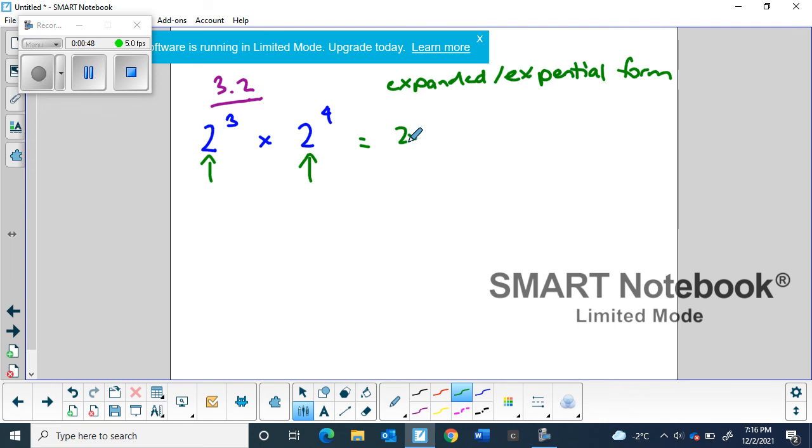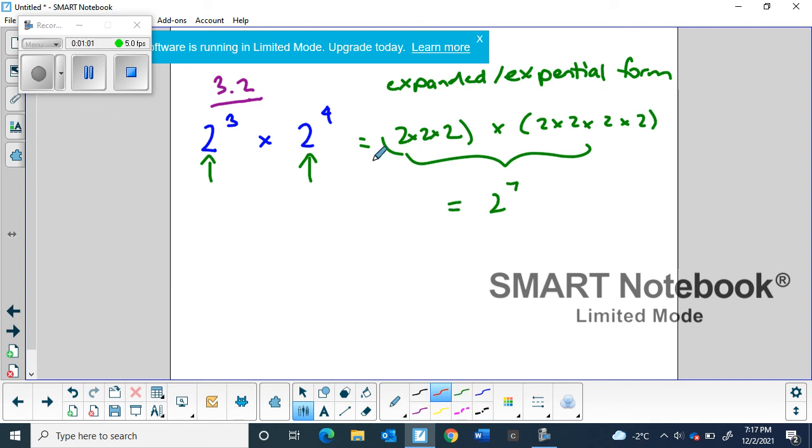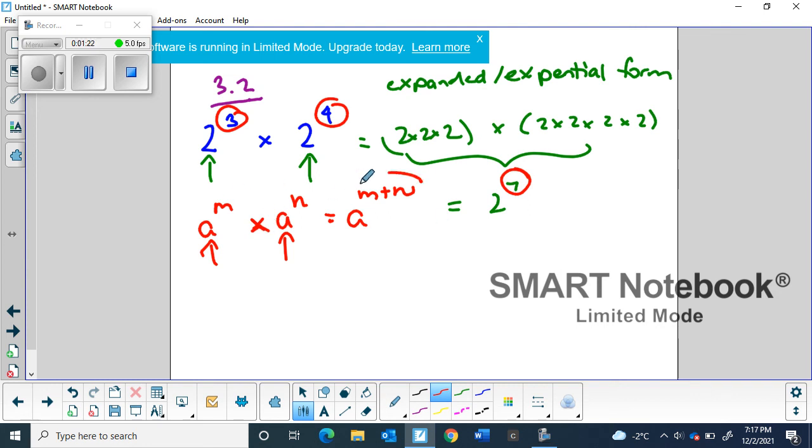So 2 to the exponent 3 is 2 times 2 times 2. And 2 to the exponent 4 is 2 times 2 times 2 times 2. And so in total, we have 7 2's, or 2 to the exponent 7. And what we noticed is we're actually adding the exponents to get the new exponent. So the rule we came up with is a^m times a^n is going to give us a^(m+n). So no matter what this number is, they have to be the same. If we're multiplying them by each other, we add the exponents, and that would be our answer.